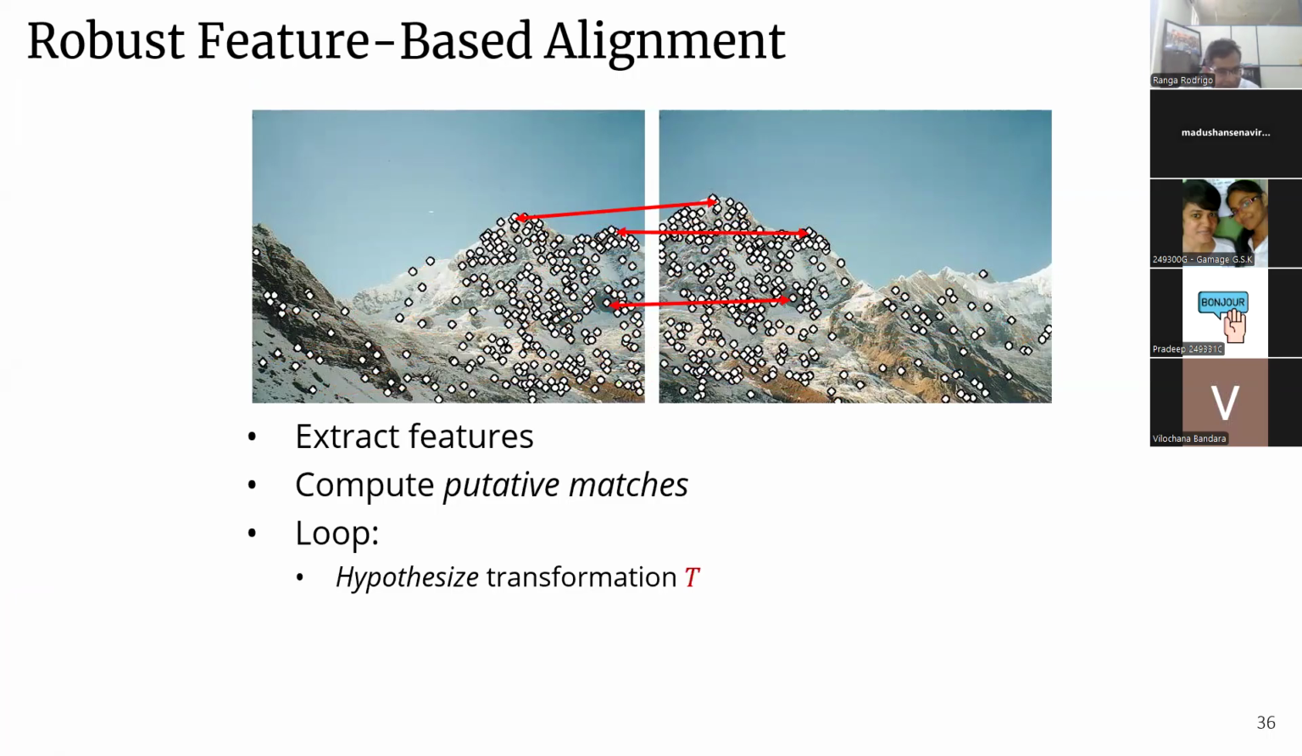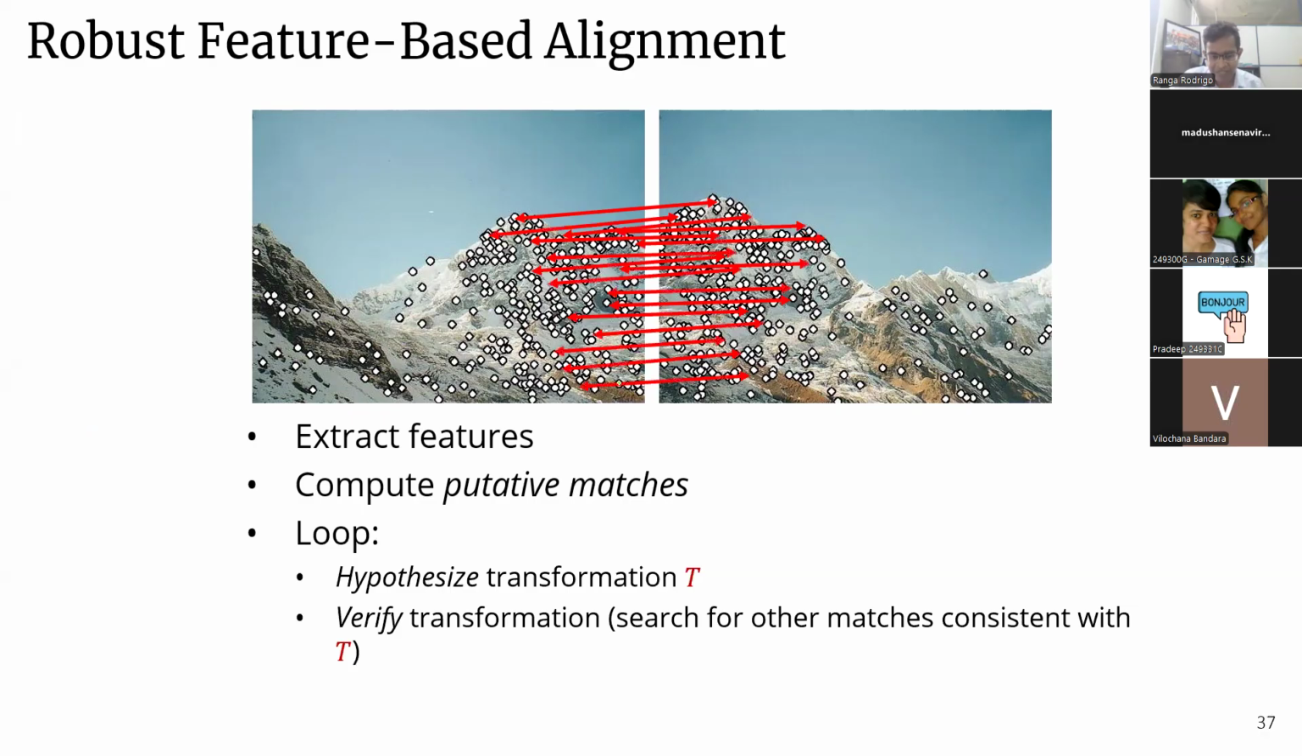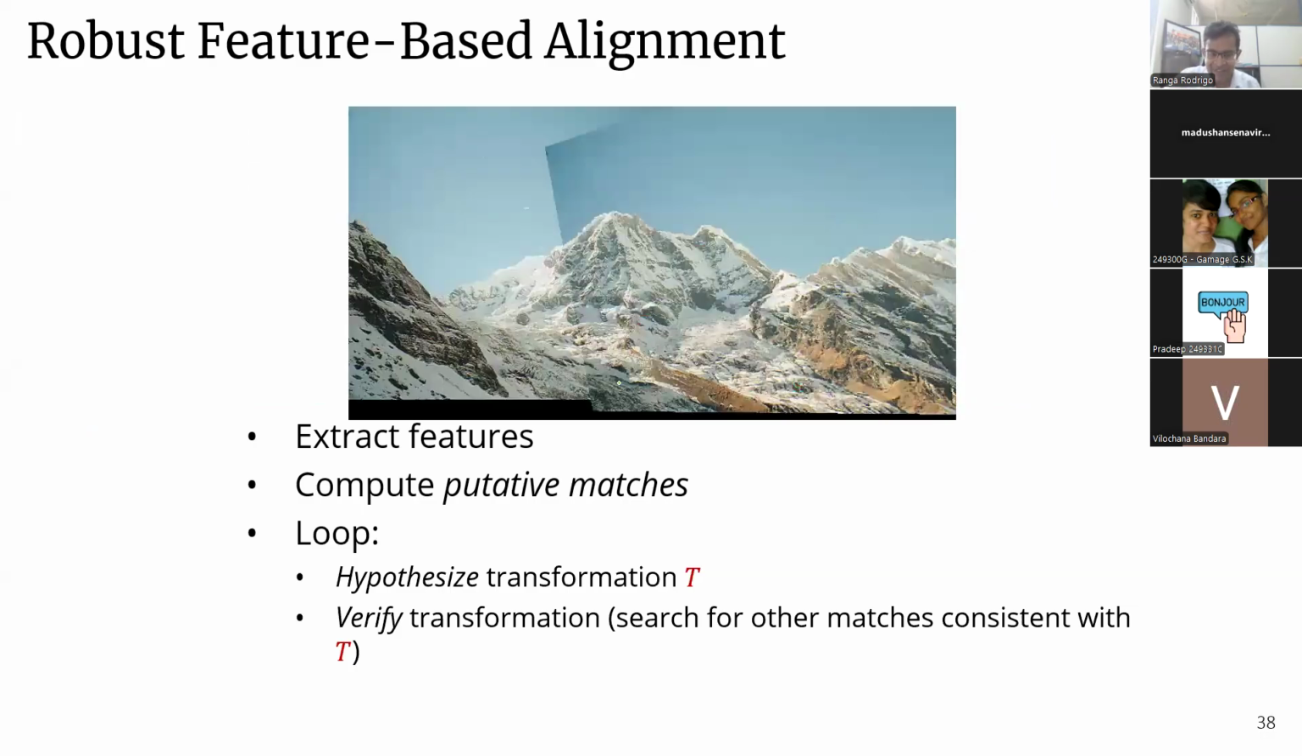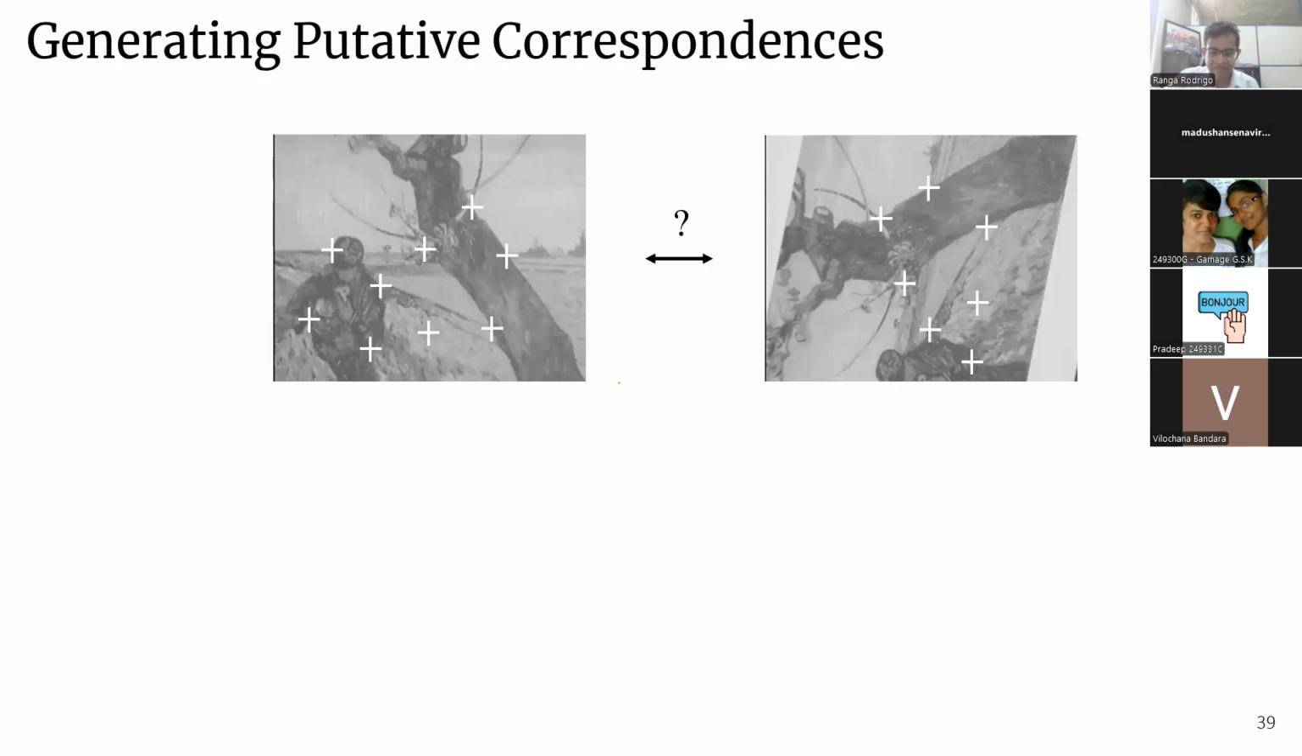So extract features, compute putative matches. We compute some matches, maybe correct, maybe not correct. Then using these three matches, we hypothesize a transformation T, computed using the previous algorithm, and verify the transformation: search for other matches consistent with T. So you can see this is a random sample and we find the consensus.